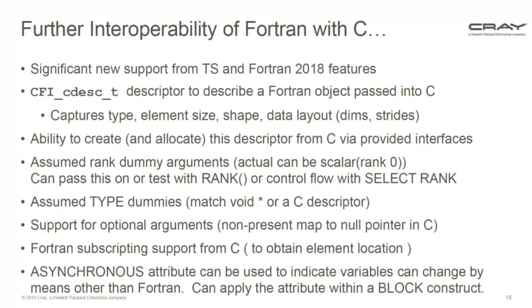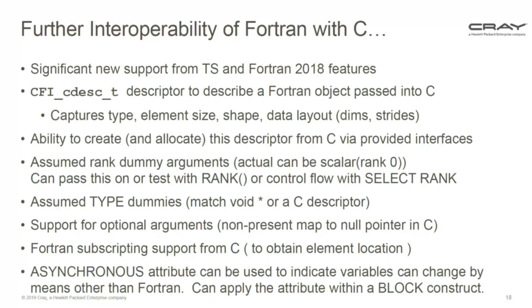So you also have the ability to create such a descriptor so that you can pass an array back into Fortran. And another thing that becomes useful, and again was motivated by MPI, was the ability to pass an argument of any rank into C. So there's a new concept of assumed rank dummy arguments. And they can be used in Fortran as well as C. So I've got an example to describe that.